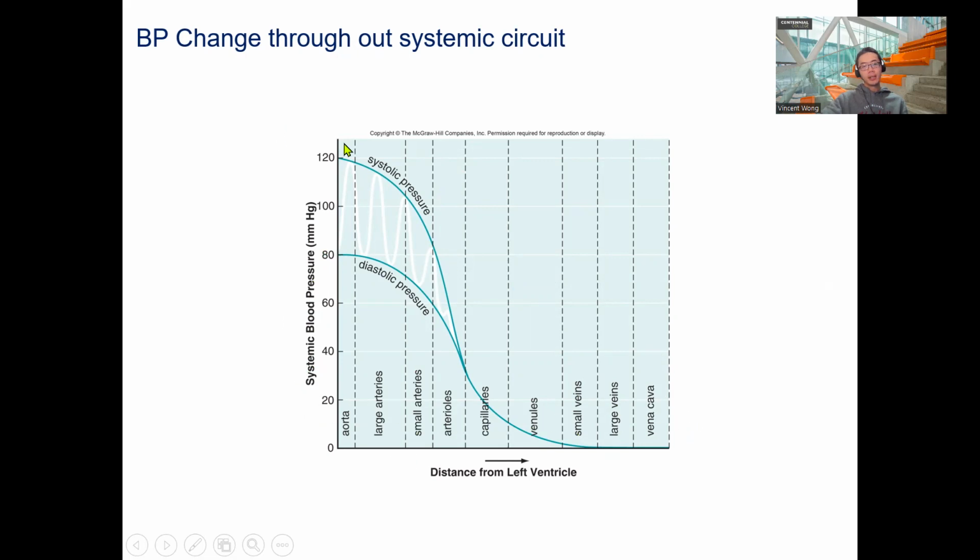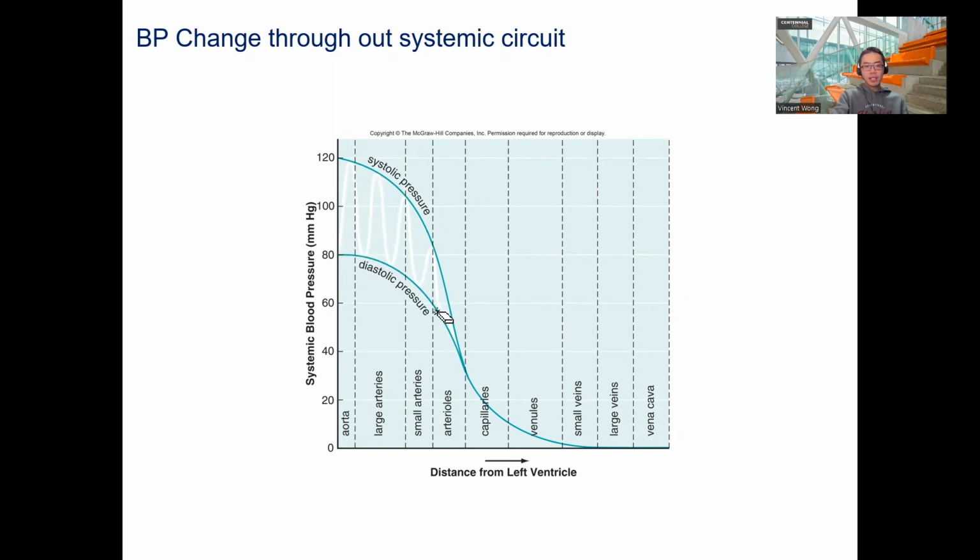Okay, so you can see the top line here represents the systolic pressure, and the bottom line here represents the diastolic pressure. And you can see when we are close to the heart, when we're looking at the aorta and the arteries, the blood pressure fluctuates between the systolic and the diastolic, which makes sense. It means that the pressure is higher when the heart is contracting, and then the pressure drops when the heart is relaxing. And then it just keeps on fluctuating.